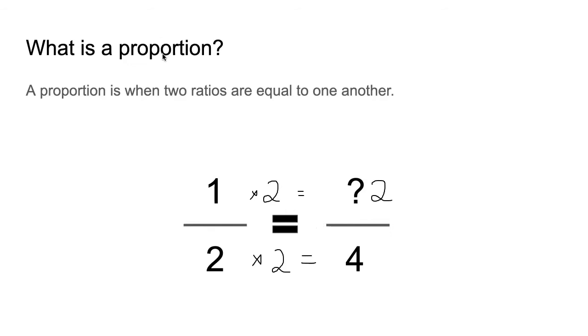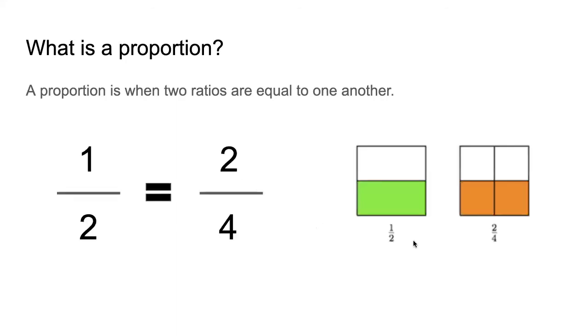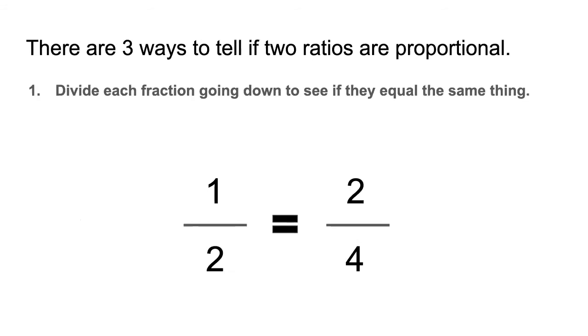In case this doesn't make any sense, I'm going to show you a visual. Okay? This is the visual. As you can see, 1/2 is equal to 2 over 4. They are the exact same fraction of that whole. They're the exact same part of that whole. They both cover half of it. 1 over 2 is the same thing as 2 over 4. So this makes sense. Now, there are 3 ways to tell if ratios are proportional.